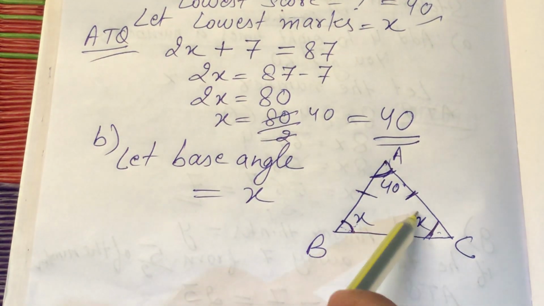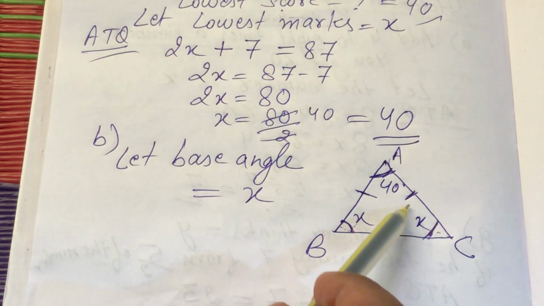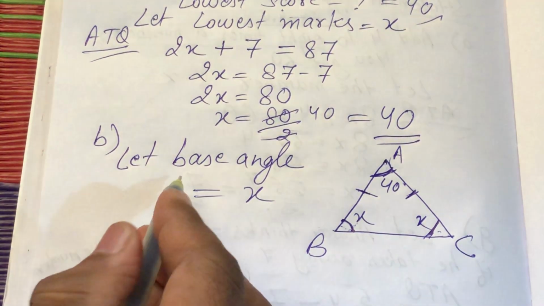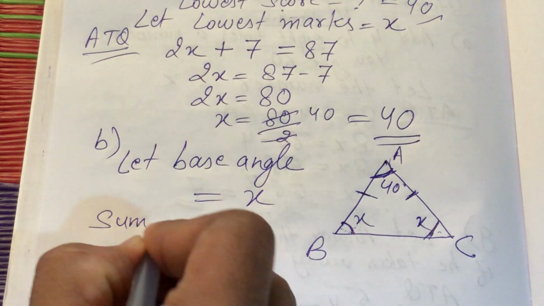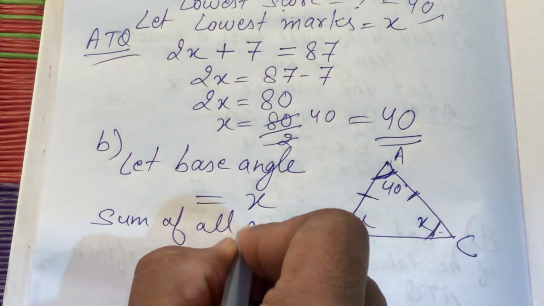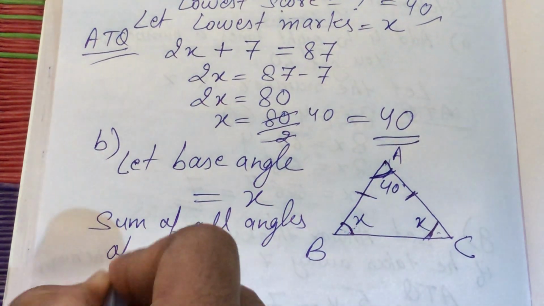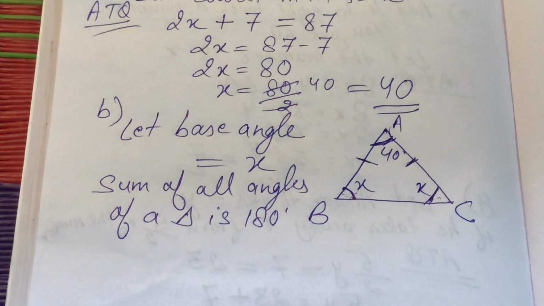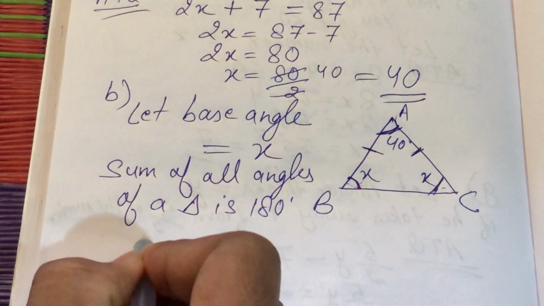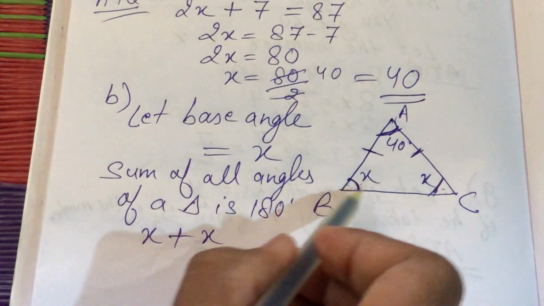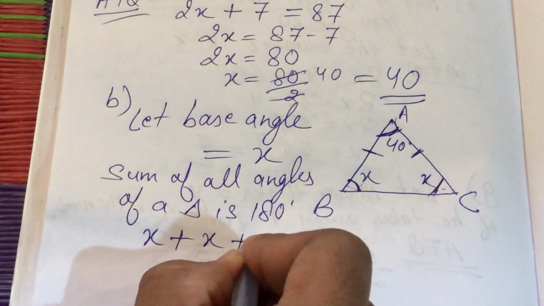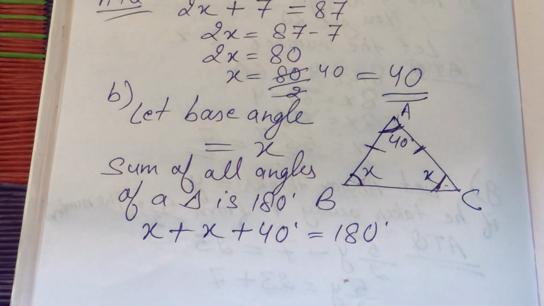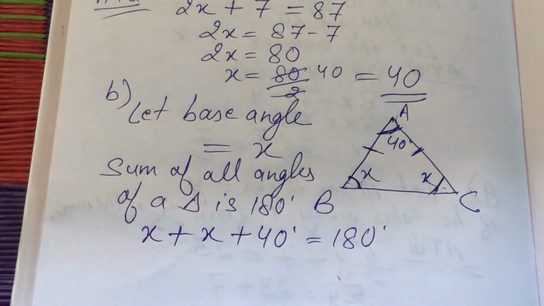And what is the sum of all the angles of a triangle? You all know about it. It is 180. The sum of all angles of a triangle is 180 degrees. That means x plus x plus this 40 equals 180.